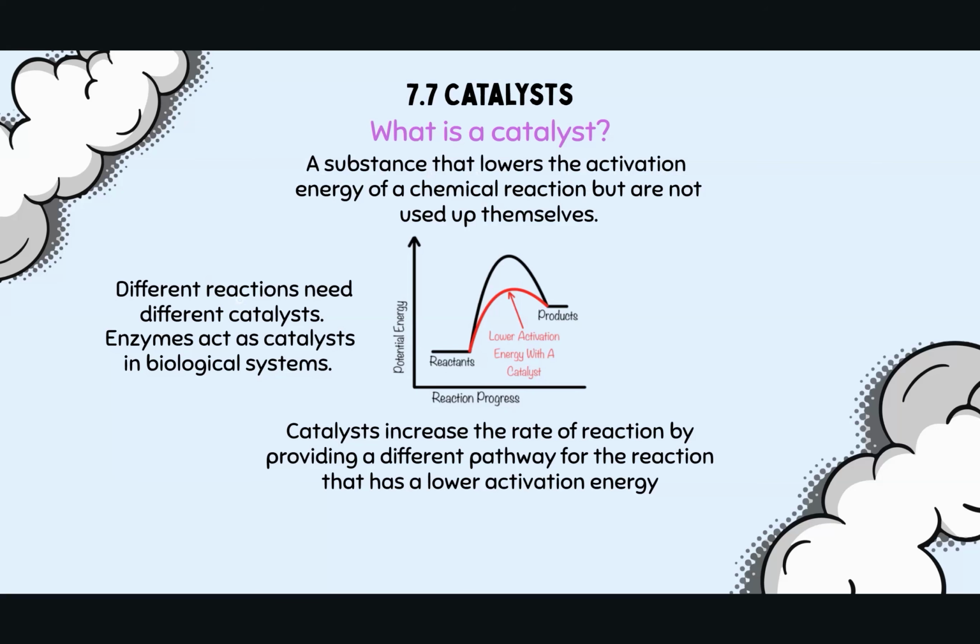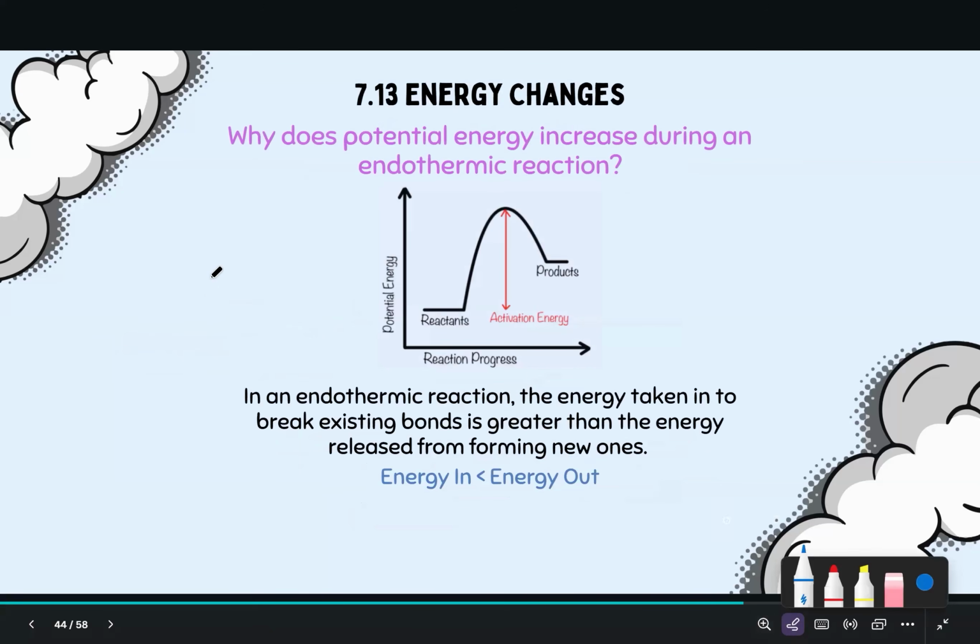So different reactions need different catalysts. Enzymes act as catalysts in biological systems. Catalysts increase the rate of reaction by providing a different pathway for the reaction that has a lower activation energy. So this is what we can see here. A lower activation energy has been provided.